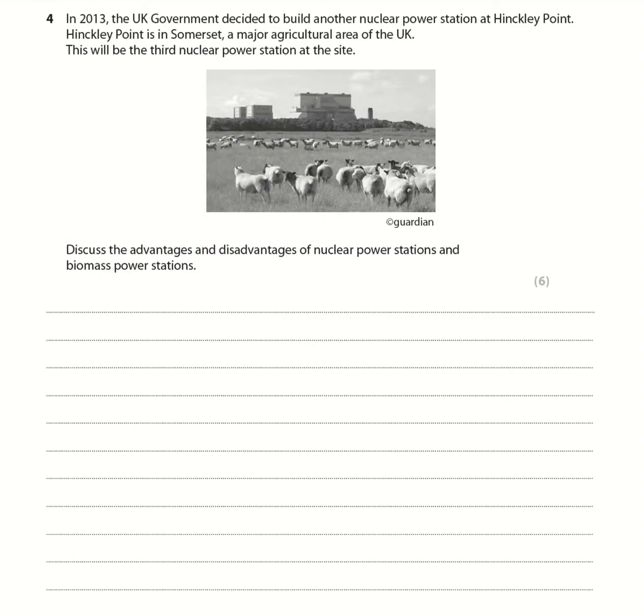For this question, in 2013, the UK government decided to build another nuclear power station in a place in a major agricultural area of the UK. So Hinkley Point is in Somerset, and that is a major agricultural area of the UK. This will be the third nuclear power station at the site. Discuss the advantages and disadvantages of nuclear power stations and biomass power stations.